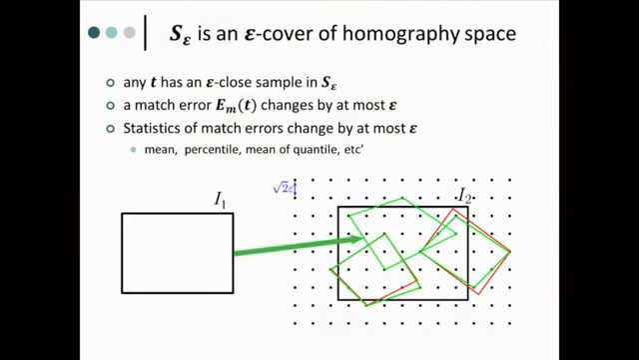And furthermore, if we don't only look at one match, but we look at all the matches, we can look at different statistics of the matches, like the average of all the matches, a certain percentile, a mean of a certain quantile. All these measures will also change by at most epsilon when you move between these neighboring samples. So these facts are very important for us to give the guarantees on the error and to allow a branch and bound scheme that is fully guaranteed again.